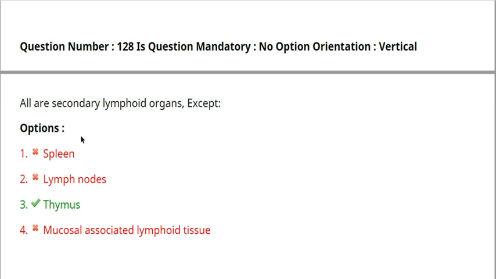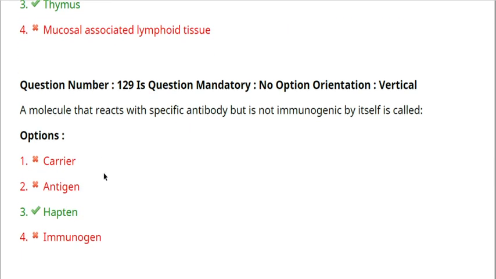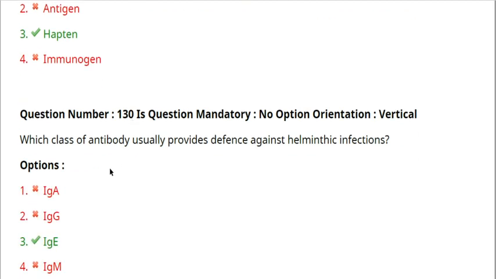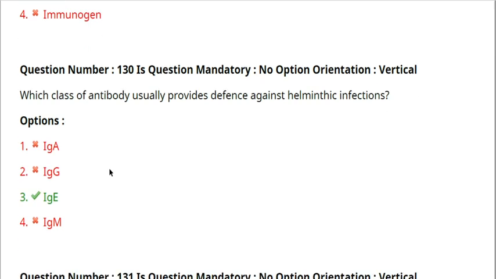All are secondary lymphoid organs except. The thymus is a primary lymphoid organ, whereas the spleen, lymph node, and mucosal associated lymphoid tissue, that is MALT, are secondary lymphoid organs. A molecule that reacts with a specific antibody but is not immunogenic by itself is called a hapten. Which class of antibody usually provides defense against helminth infection? It is IgE. Okay.